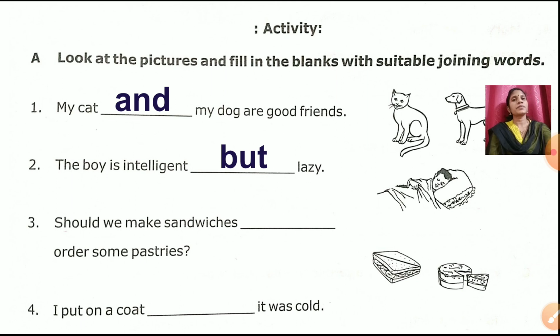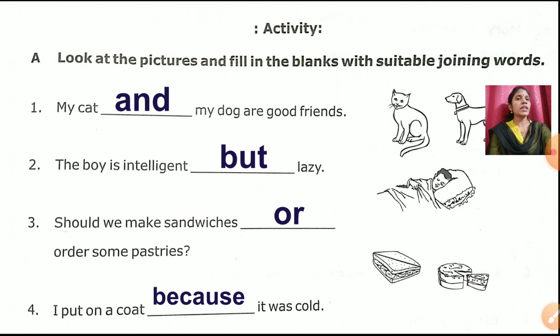Now, should we make sandwiches dash order some pastries? Here an option is there. Should we make sandwiches or order some pastries? Now, I put on a coat dash it was cold. Here children, we have to add "because".